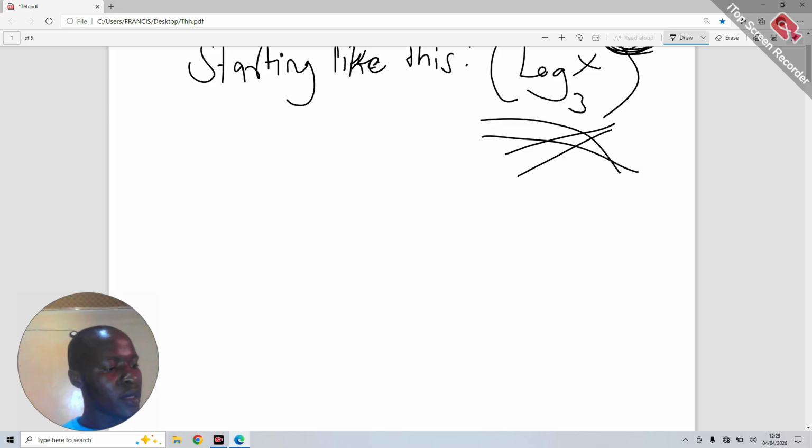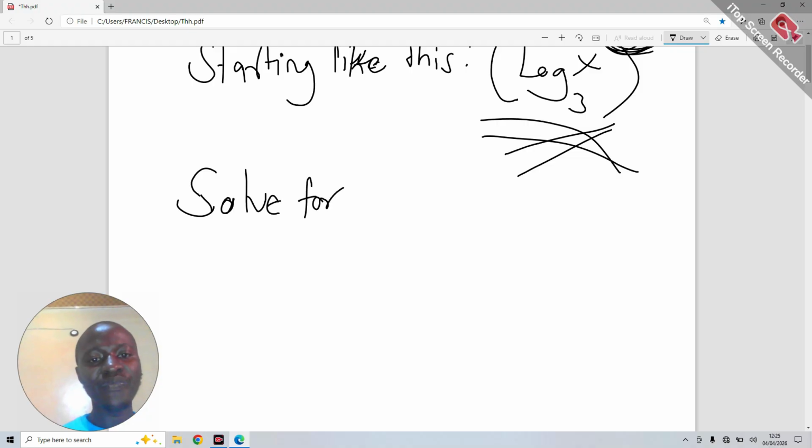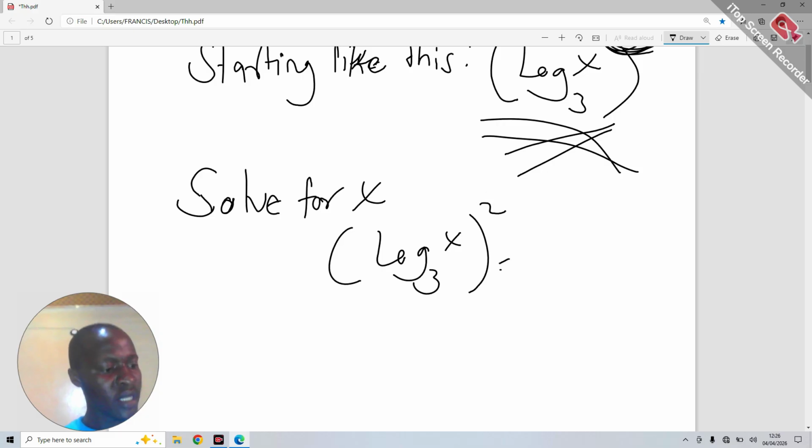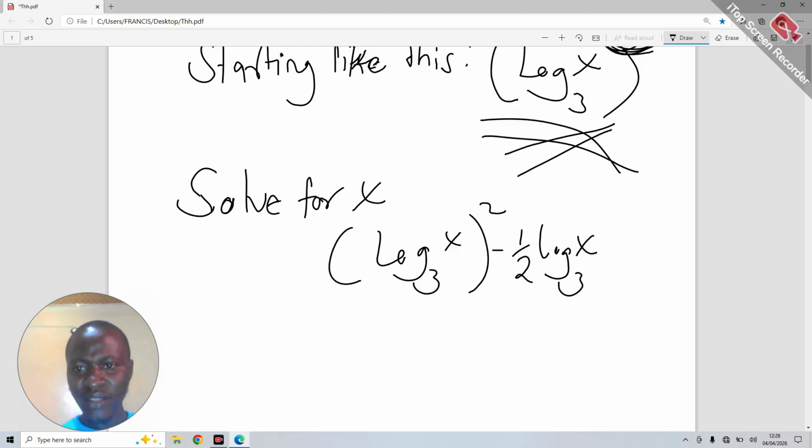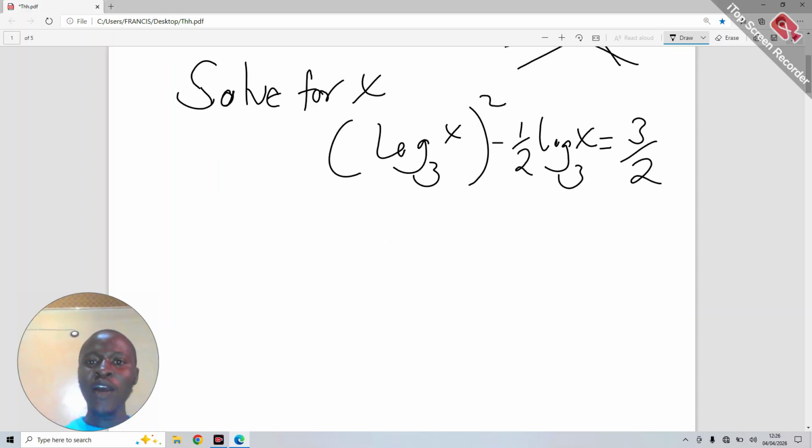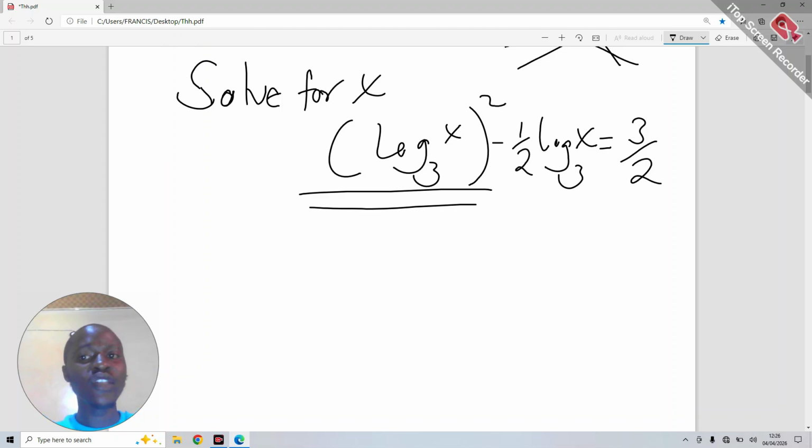So let me give you an example. Solve for x, an example of such type of question, the way it may appear. Solve for x. And what is the question? Log 3x squared minus a half log 3x is equal to 3 all over 2. You come across this type of question, and then you realize that this log is in a bracket, then it has been squared. How do we solve such a question?